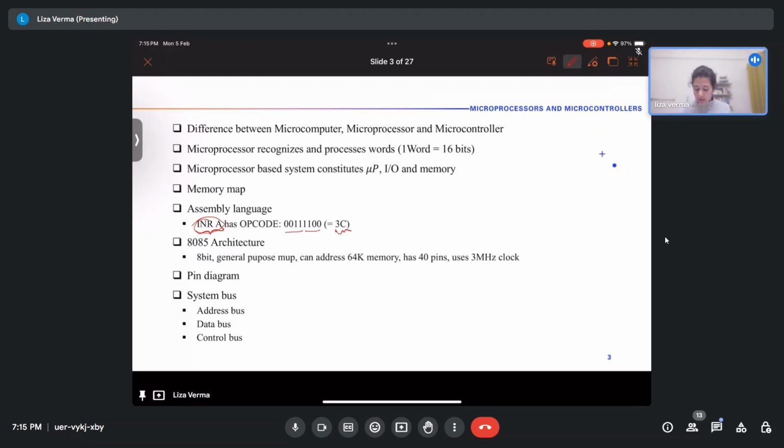Next is the 8085 architecture. The architecture was discussed by Sir, and I'll be explaining it in further slides also. Basically, 8085 is an 8-bit general purpose microprocessor, and it can address up to 64K memory locations. It has 40 pins and uses a 3 megahertz clock. The pin diagram was also discussed by Sir in class, and the function of the different pins can also be understood in subsequent lectures. So, the system bus.